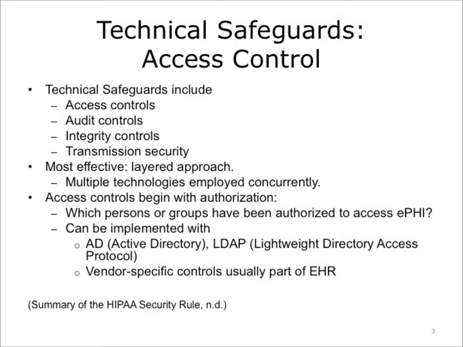Technical safeguards address access controls, audit controls, integrity controls, and transmission security. The access control technical requirement mandates that, quote, a covered entity must implement technical policies and procedures that allow only authorized persons to access electronic protected health information, end quote. From a technical perspective, there are several tools that assist administrators with administering this process.